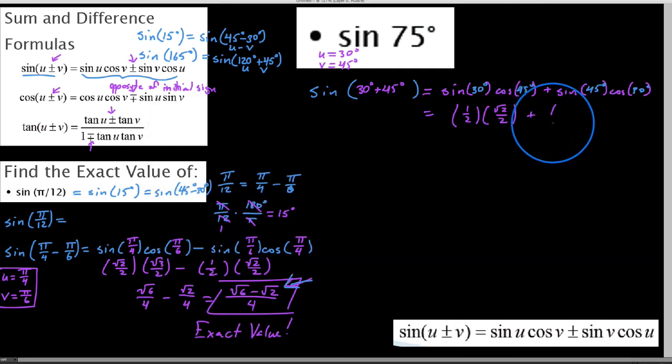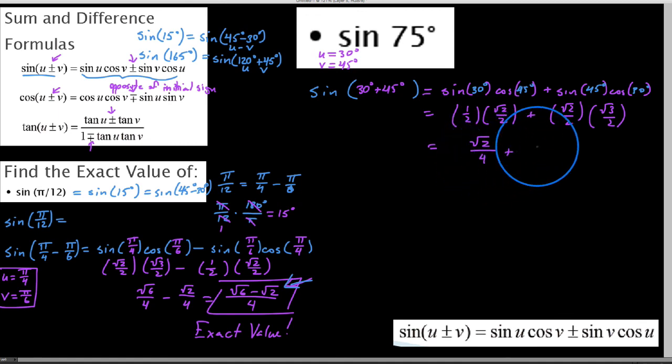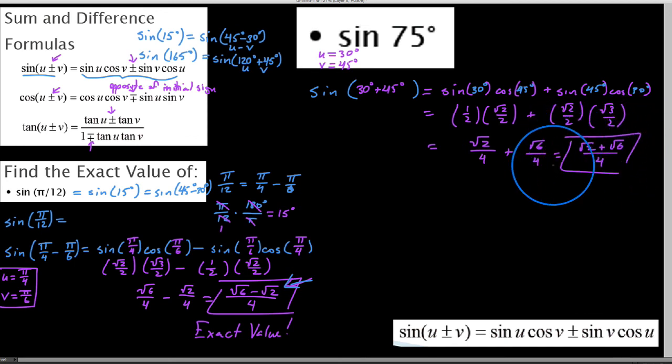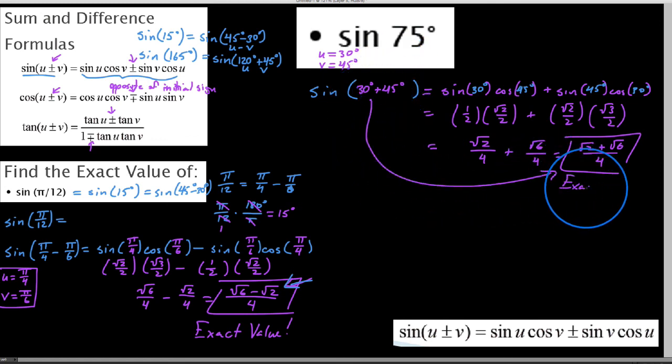So we have plus root 2 halves. And this would be root 3 halves. And we'll go ahead and get an exact value for this here. So we have root 2 over 4 plus root 6 over 4. And we get root 2 plus root 6 over 4. So the sine of 75 degrees is exactly equal to this value right here.